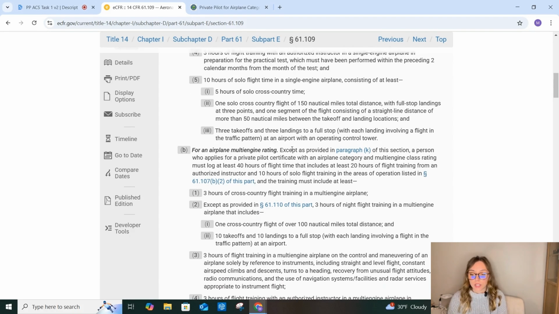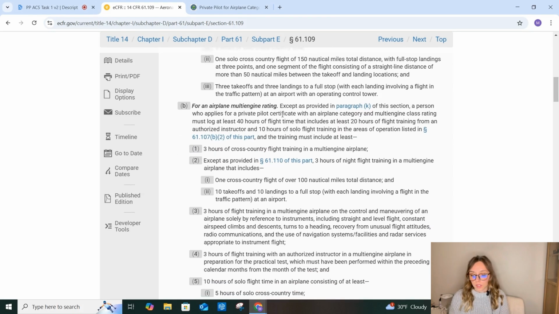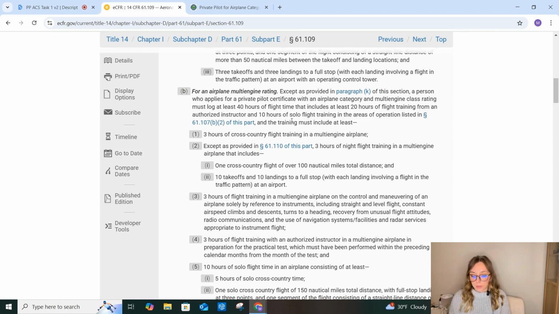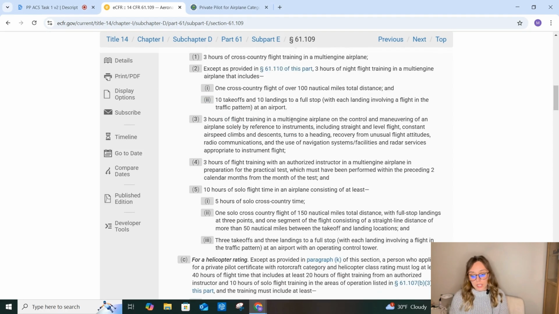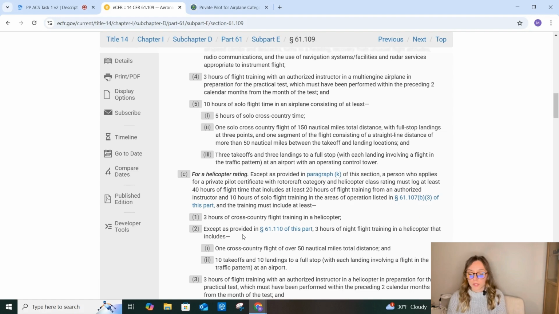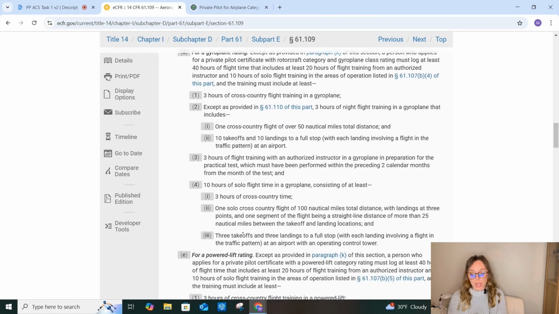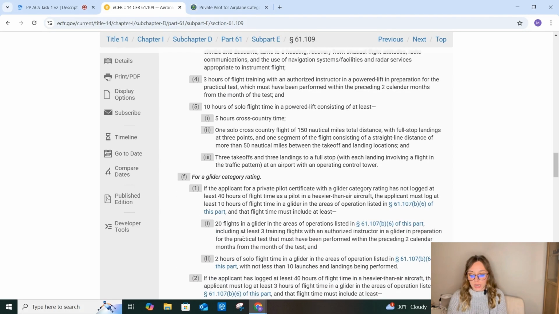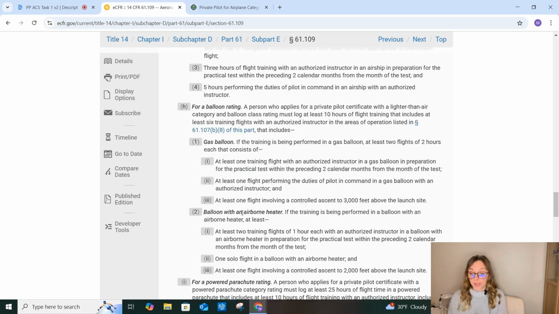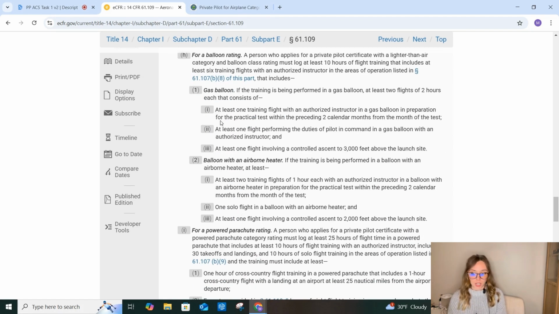Okay. And then it says 3 takeoffs and landings to a full stop at an airport with an operating control tower. So I don't know about other people, but those takeoffs and landings, I think for a lot of folks, come before the solo cross-country flight. But I guess if you don't fly at a towered airport, they could come after. The next part, which is B, relates to multi-engine, not applicable here. Helicopter, not applicable. Gyroplane, powered-lift rating, glider, airship, balloon with airborne heater, gas balloon.